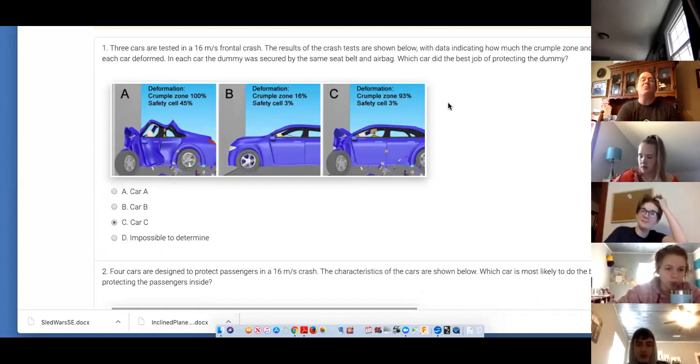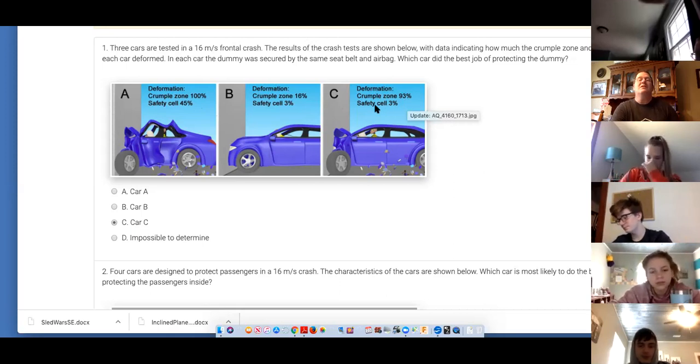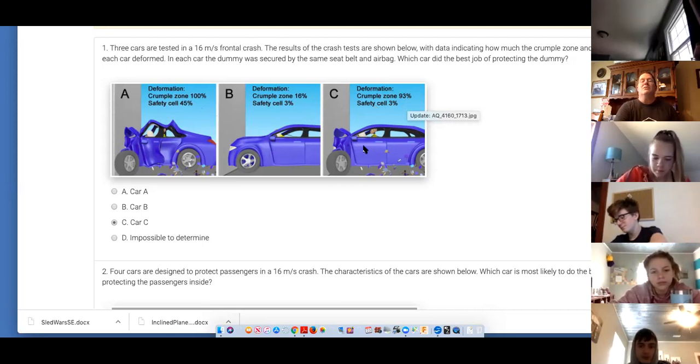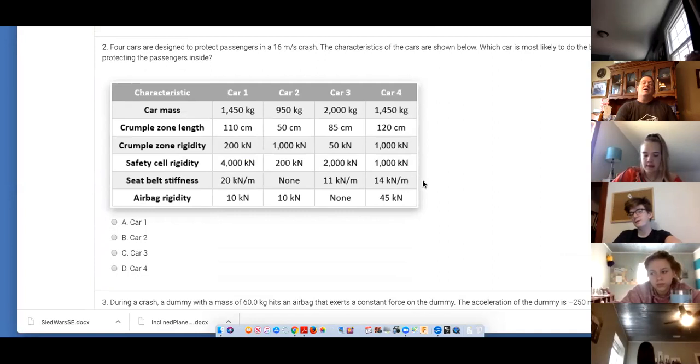We talked about number 1, and we thought maybe C was the best one because crumble zone is high, but not 100. We don't ever want it to be 100, and safety cell is nice and low. So we picked C. Hopefully you're going to watch this. All right, now let's look at this. Car 1 and car 4 were between because they have a nice high crumble zone.